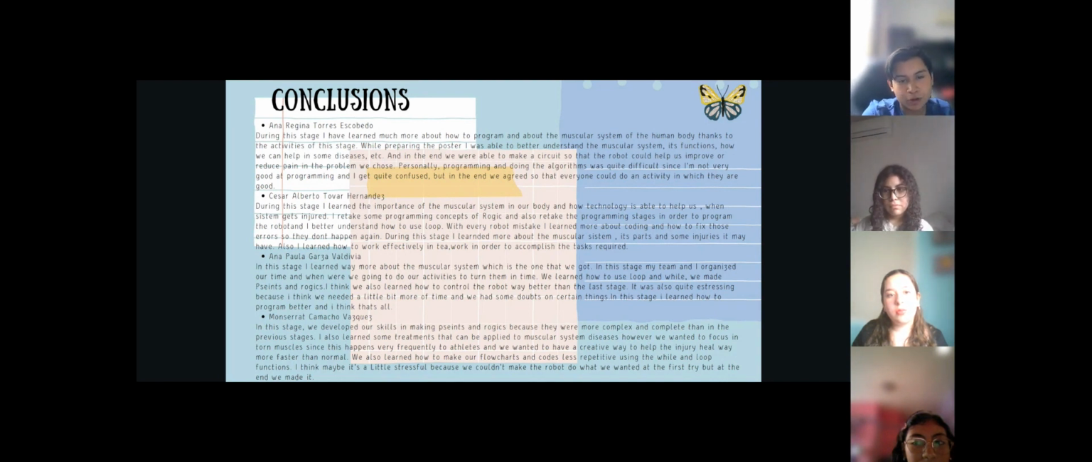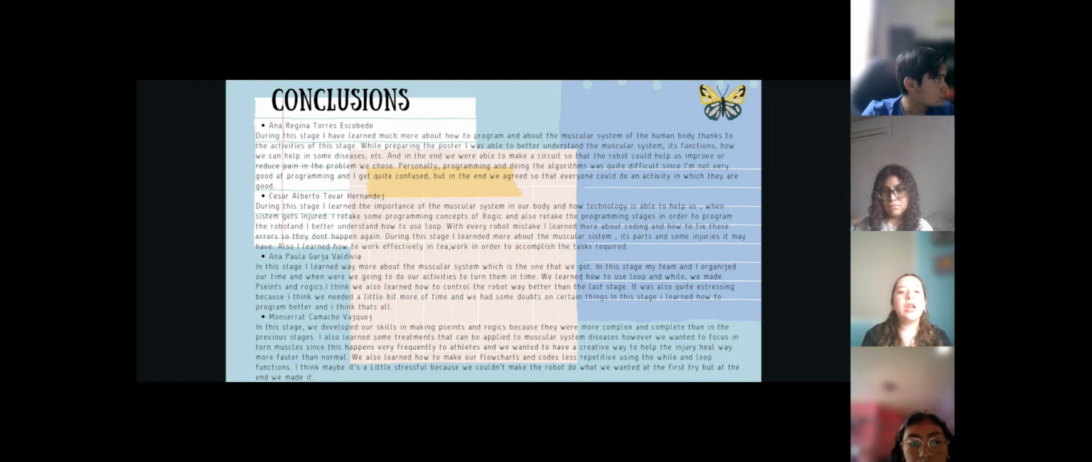Okay, during this stage, I learned the importance of the muscular system in our body and how technology is able to help us when a system gets injured. I also retook some programming concepts of the project, and also I retook the programming stage in order to accomplish the task of programming the robot. And I also learned how to better understand the use of loops. With every robot mistake, I learn more about coding and how to fix these mistakes so they don't happen again. And also during this stage, I learned more about the muscular system, its parts, some injuries. Also, I learned how to work effectively in teamwork in order to accomplish the task required.